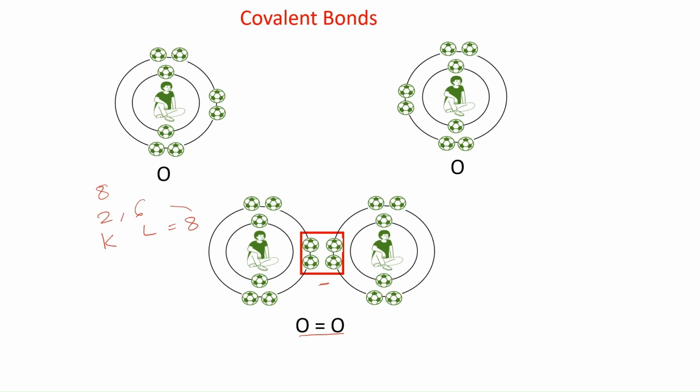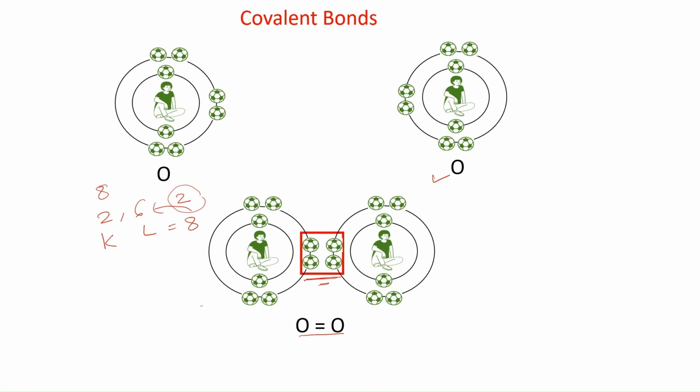So it needs 2 more electrons to become stable. Same is the case with this oxygen atom. Both the oxygen atoms need 2 more electrons to become stable. So what are they doing? They are sharing 2 pairs of electrons to become stable.